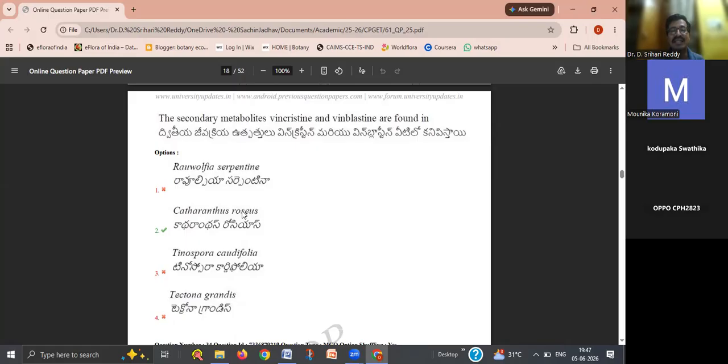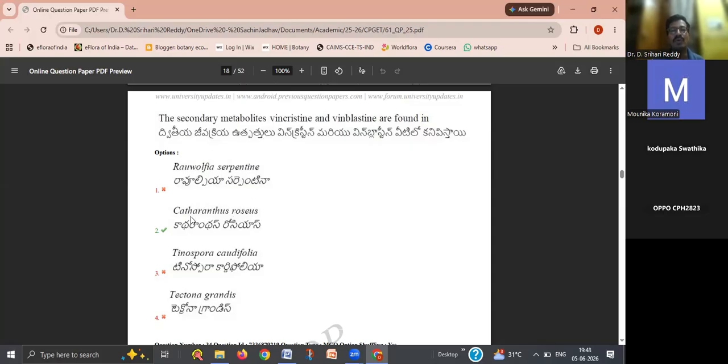Rauwolfia serpentina, Catharanthus roseus, Tinospora cordifolia, Tectona grandis. So, out of them, Tectona grandis we can remove. It's not a medicinal plant. And Tinospora cordifolia, Rauwolfia serpentina is also one of the important medicinal plants. It is called as Sarpagandha. Sometimes they also ask like that, what is Sarpagandha, what is Aswagandha? Withania somnifera is the Aswagandha, and Rauwolfia serpentina is the Sarpagandha. Here, the important secondary metabolites are rauwolfin and reserpine, mostly used in blood pressure control.